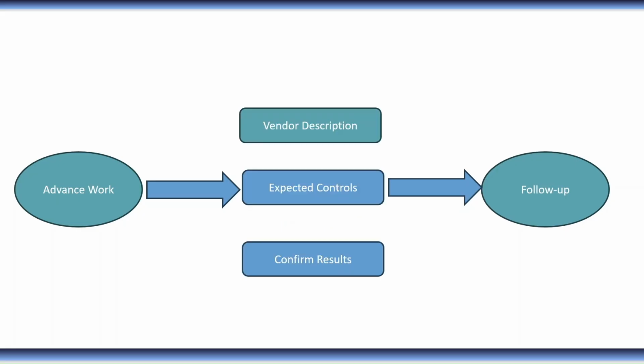As mentioned, going into the review, we need to have the vendor description. We also need the expected controls. And then finally, we want to review the work to confirm the results. This last step is really important, especially when starting to use Copilot, because as we all know, AI is not perfect. So it's important for a person to circle back around and confirm or verify the results.